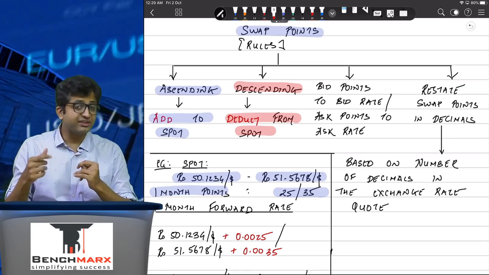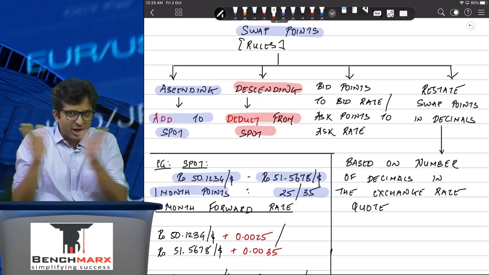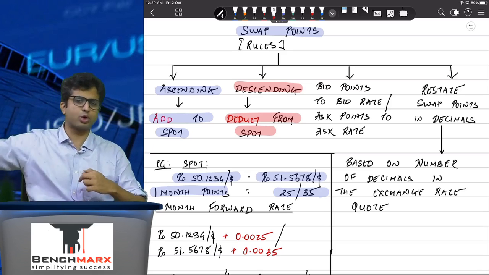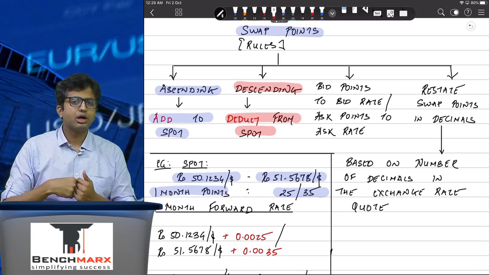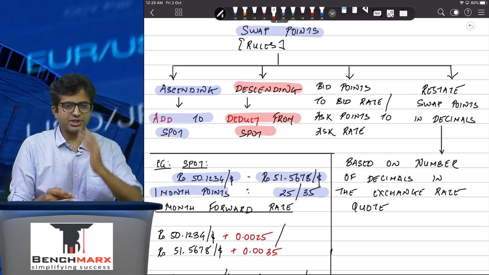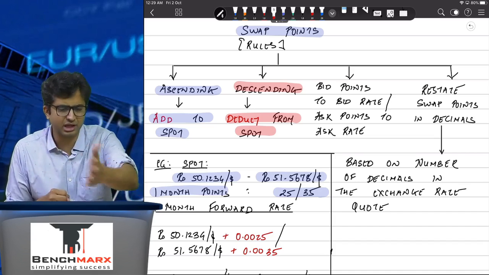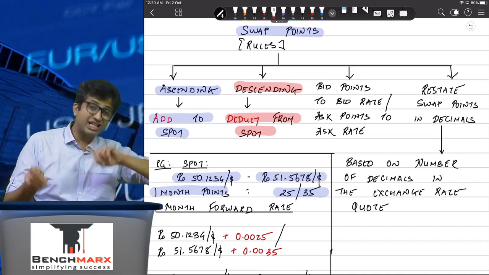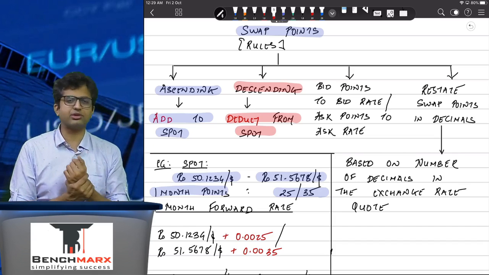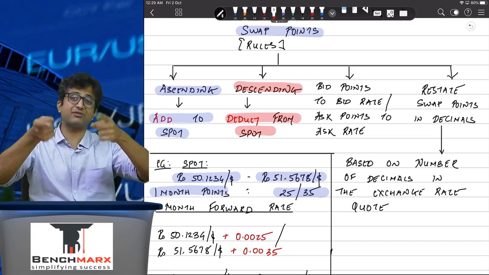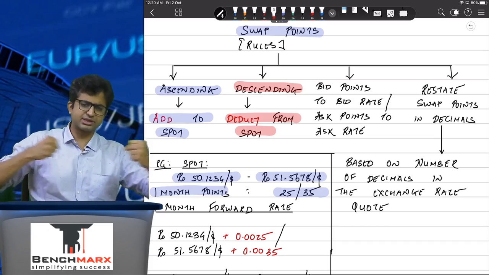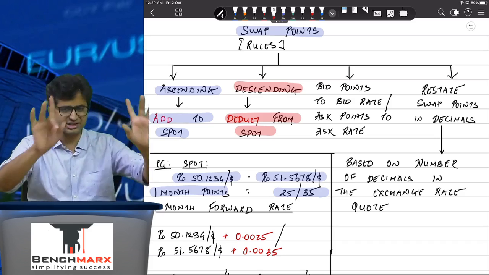But if they are in descending order and you add them, the spread will narrow, which is illogical, because a banker will never enter into a forward market if it is getting a lower compensation. He would rather say, there is risk in forward, so I would rather deal in spot. And hence you deduct when the points are given in descending order, and you will always find that when you deduct, the spread widens. The bid falls more, the ask falls less, the spread widens, which is logical, and hence this is correct.